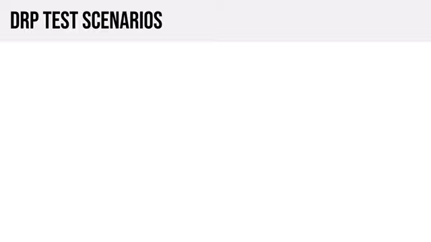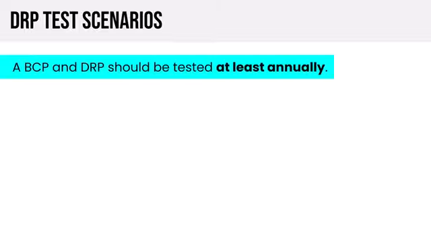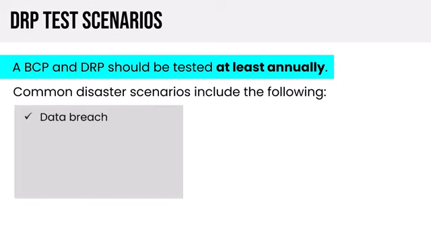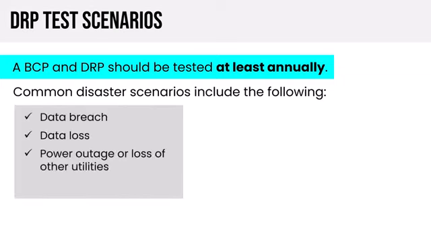So let's talk through a few disaster recovery test scenarios. We need to test our business continuity and disaster recovery plans at least annually. Most organizations will test them in part in various forms more than once a year. Common disaster scenarios would include data breach, data loss, power outage or other utilities, network failure.